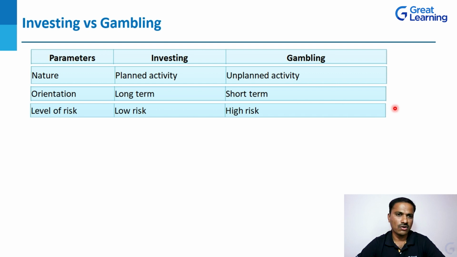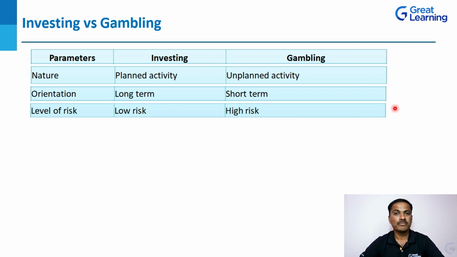Level of risk involved. In investing, the level of risk involved is comparatively lower. It is not nil, it is comparatively lower compared to gambling. When it comes to gambling, the risk is higher. Why is risk higher in gambling?